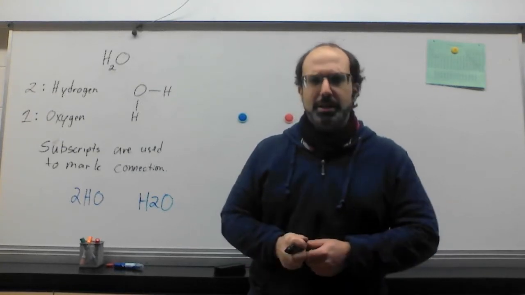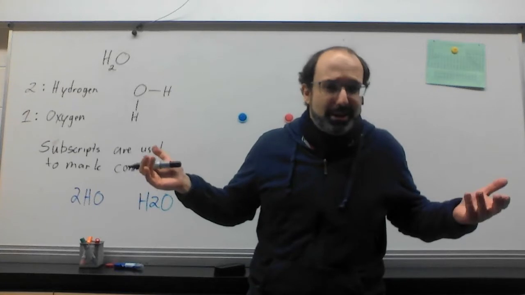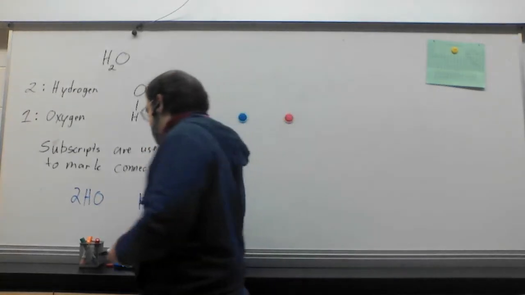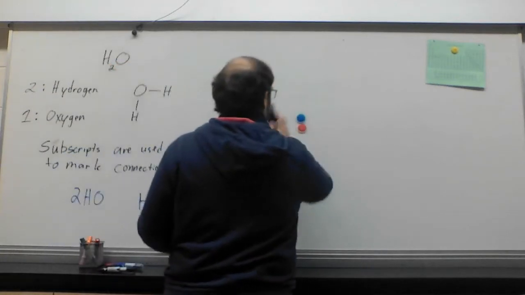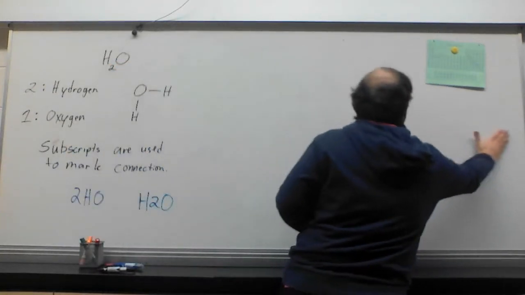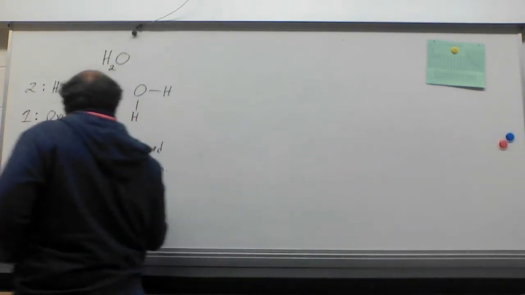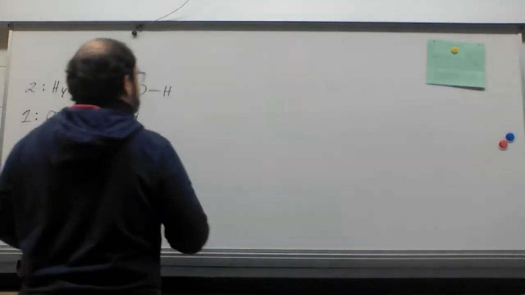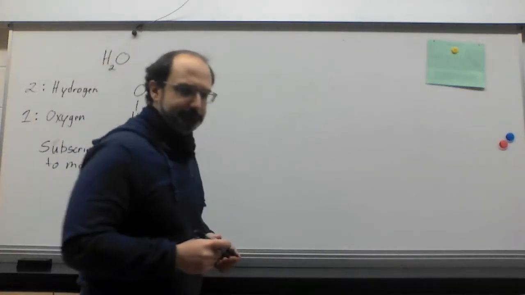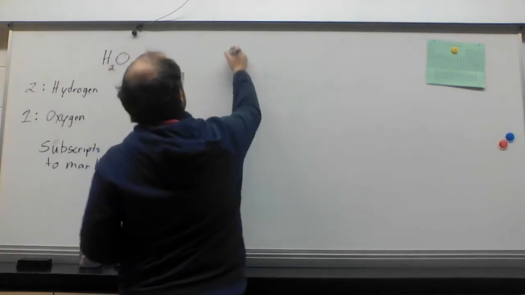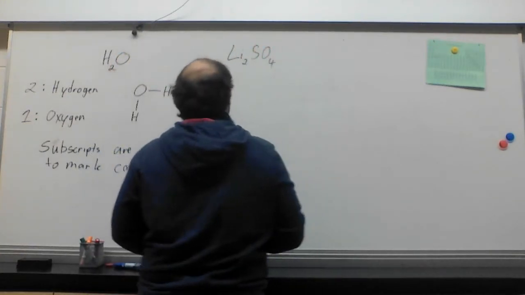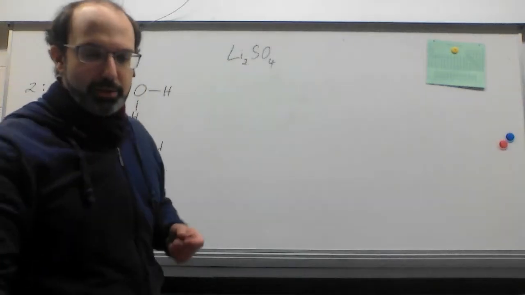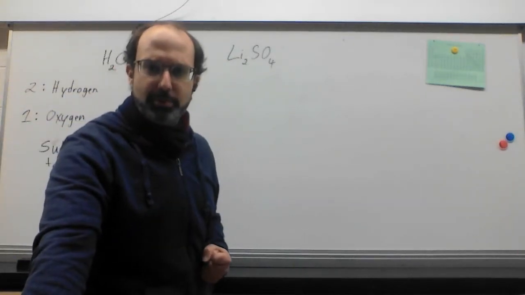Okay? So that's a pretty easy one, but it's also not an ionic one. So let's do some ionic ones, okay? Like we can't all just hang out with stuff that we're very familiar with. We'll get our magnets out of the way. We might need them in a bit. So for another example here, let's go with Li2SO4.